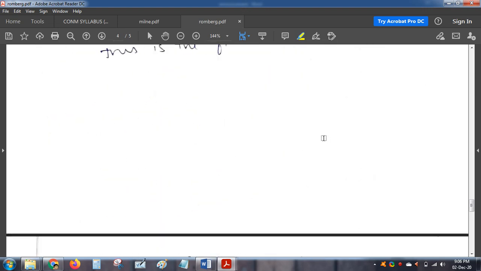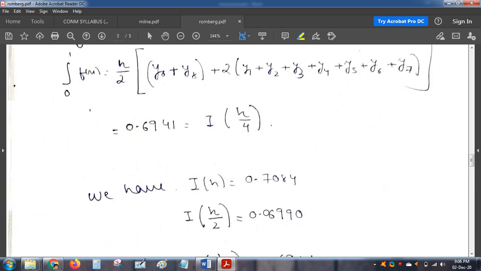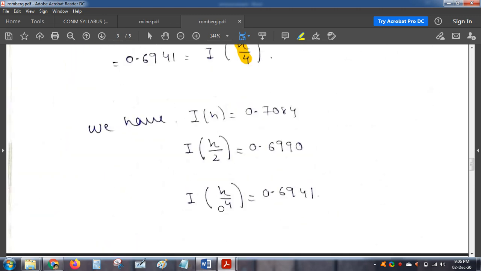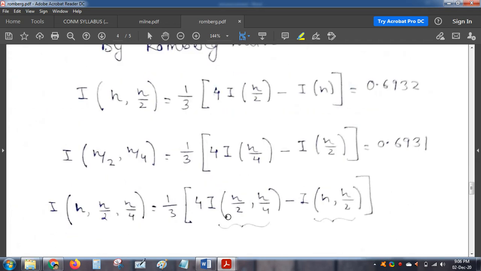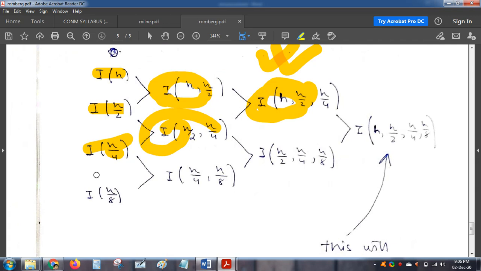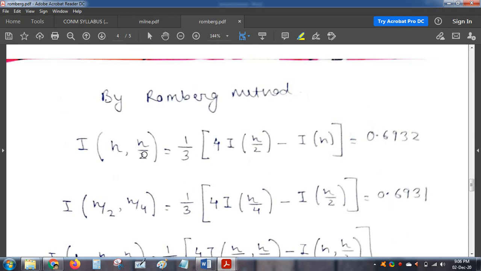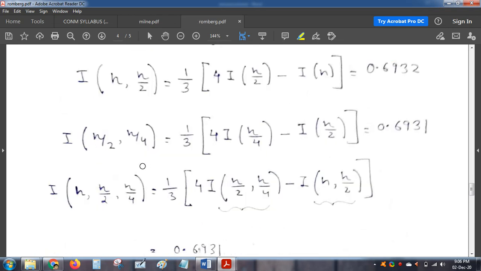Now if in this numerical I would have calculated after I(h/4), I would have calculated I(h/8) also. In that case I would have used the last term also over here, and then I would have calculated this up to this point. But since I have not done that and have only calculated up to I(h/4), I am going to calculate this term and this term. So you see it's over there.